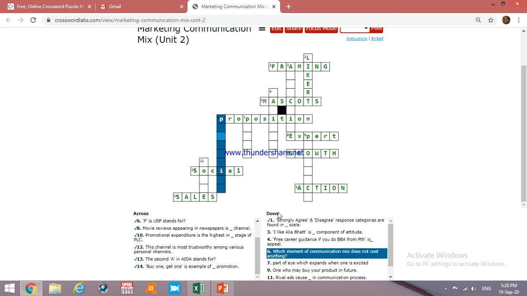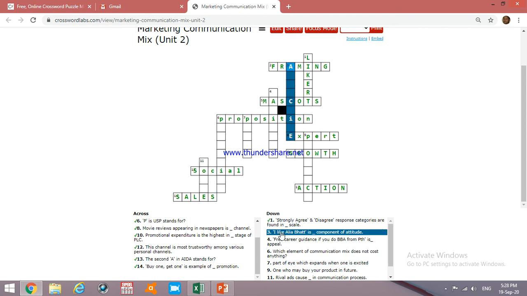Correct? Now, I like Alia Bhatt is what component of attitude? So you have got an attitude towards Alia Bhatt, and you are saying that you also like her. Now this is related to emotions, emotional component of the attitude or the affective component of the attitude. I hope you remember that attitude basically has 3 components, and I have given you an acronym for these 3 components: A, B, C: affective, behavioral and cognitive. So when you say that you like somebody, you are basically referring to the emotional or the affective component. So let me write down affective here. Affect is different from effect, right? So affective is basically related to emotions. So that is why we are writing down affective here.